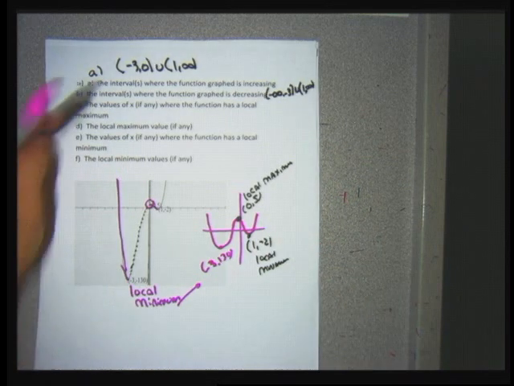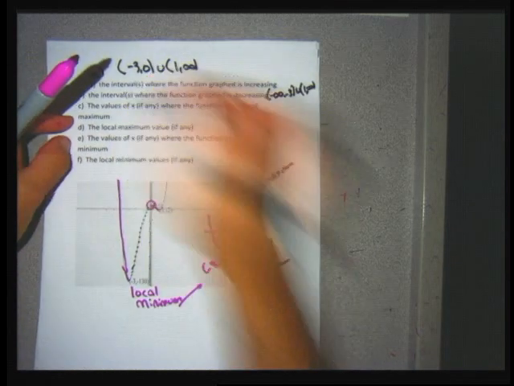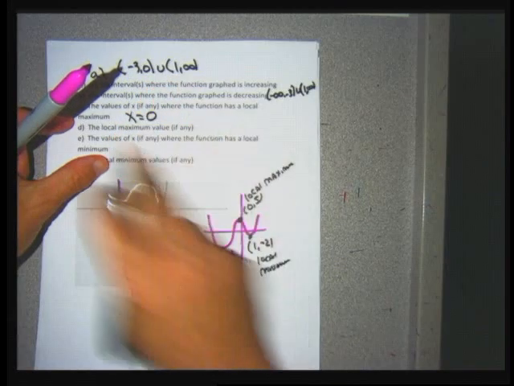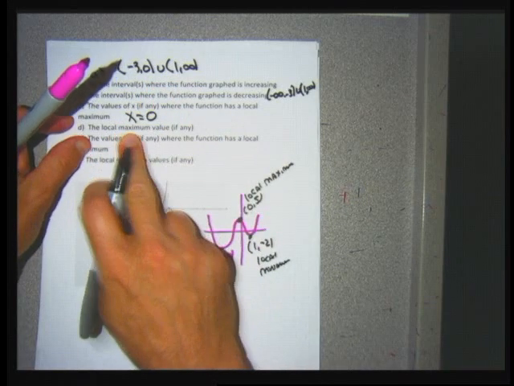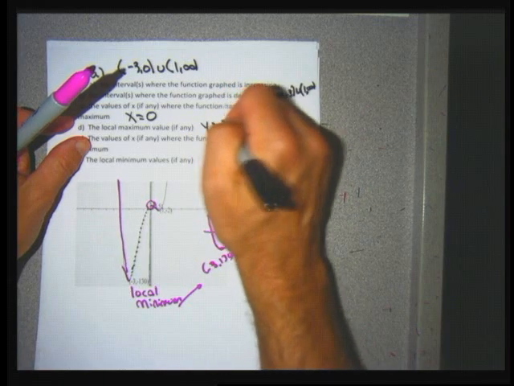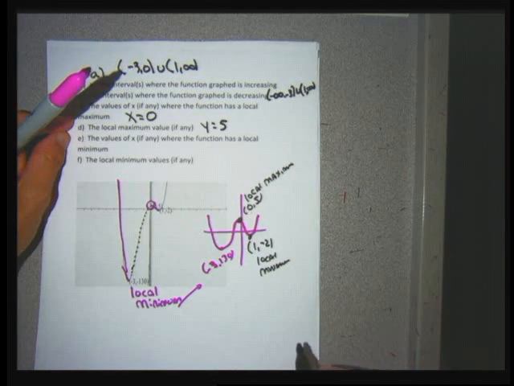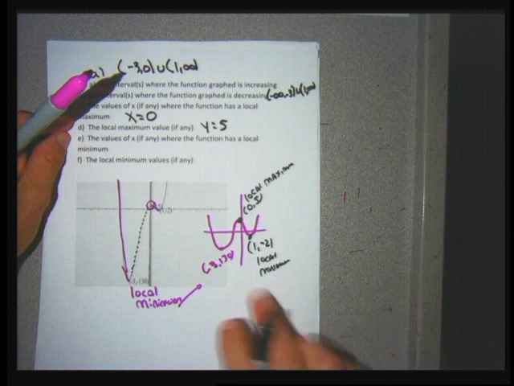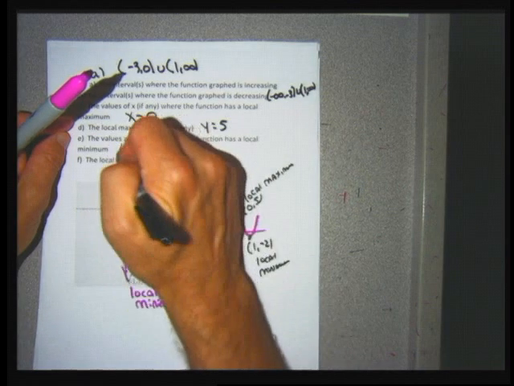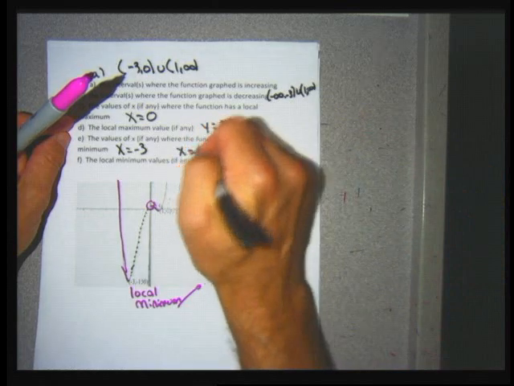And find the values of x where the graph has a local maximum. It has a local maximum at that point, 0, 5. The value of x is 0. Find the local maximum value. The local maximum value is the y-coordinate of that, and that's going to be y equal to 5. For part E, find the values of x where it has local minimums. It has 2 low humps. The values of x are -3 and +1.